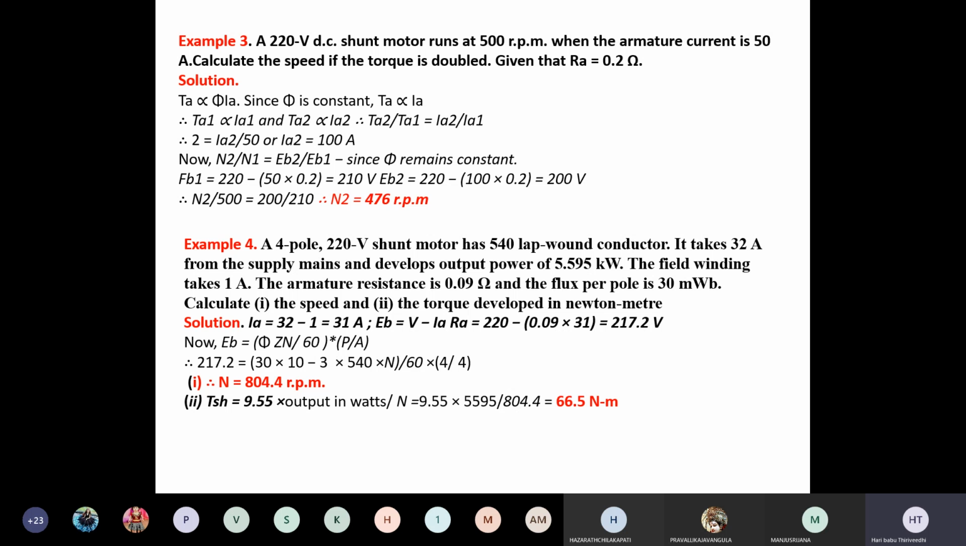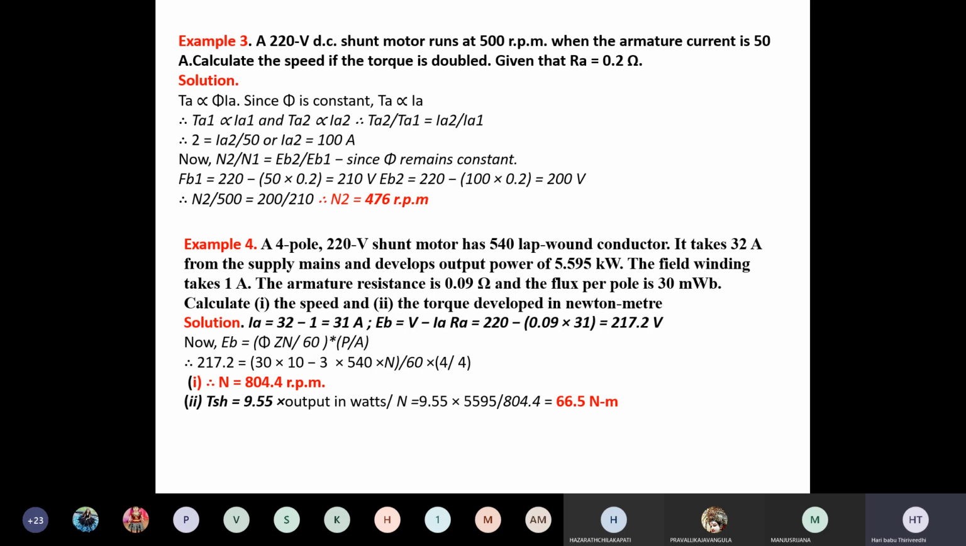A 220 volt DC shunt motor, terminal voltage V is equal to 220 volts, and runs at 500 rpm, so N1 is 500 rpm. Armature current IA1 is 50 amperes. Calculate the speed if the torque is doubled. Torque double అయితే speed ni calculate చేయండి అంటున్నాడు.